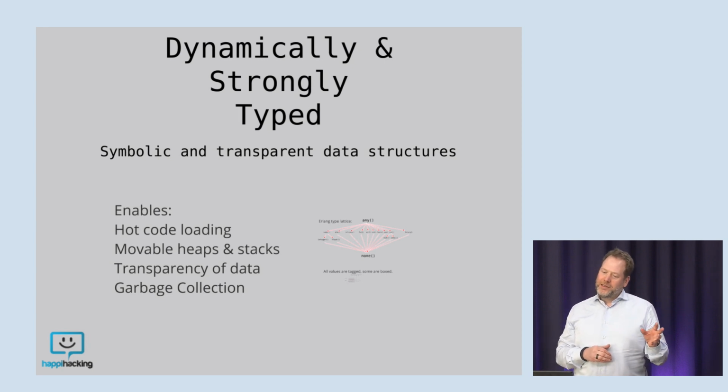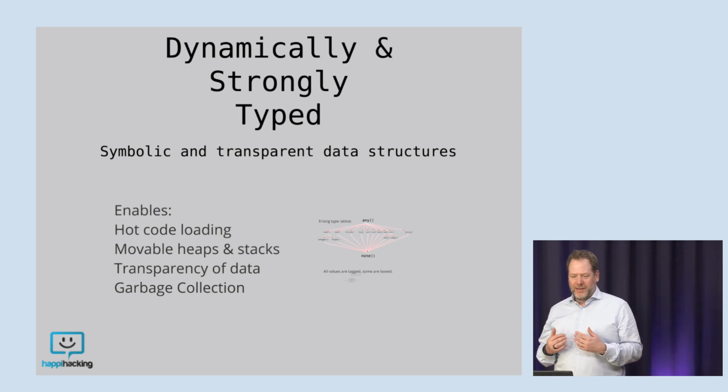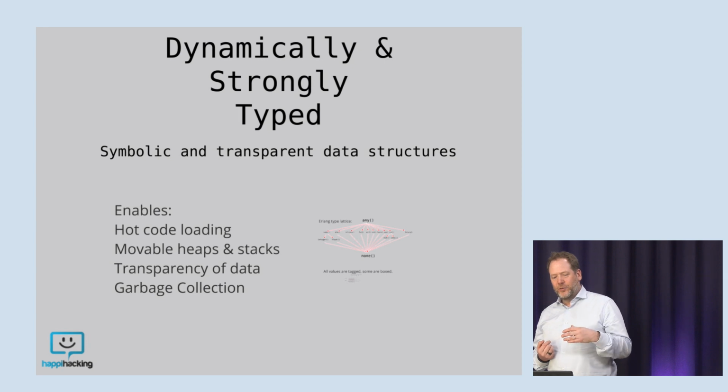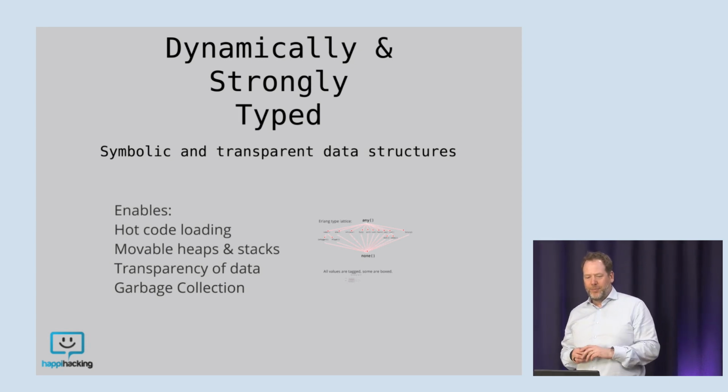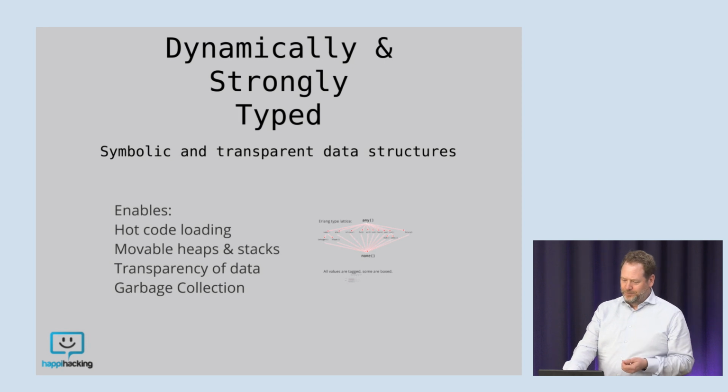It also makes it very easy to move heaps and stacks. Since Erlang is dynamically typed, it has everything tagged to keep track of the types. This makes it very easy to move around heaps and stacks, and also to get the transparency of data. So you can always look into the memory and see what type all the data on the heap is. And it makes the garbage collection easy also, since everything is tagged.